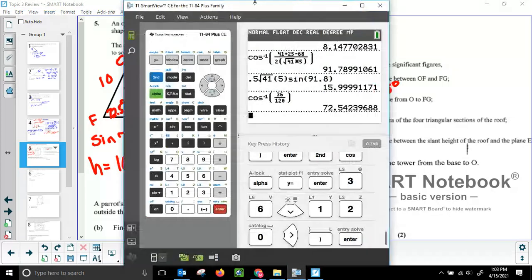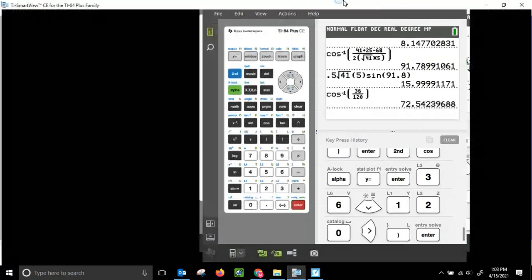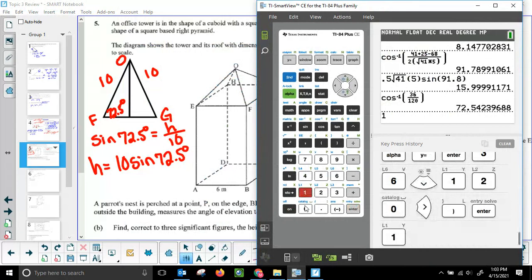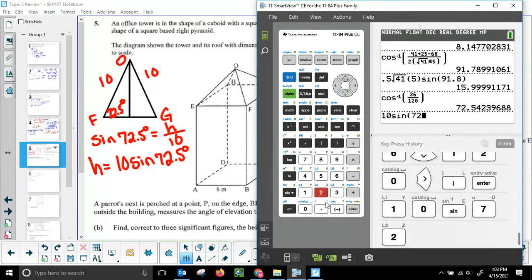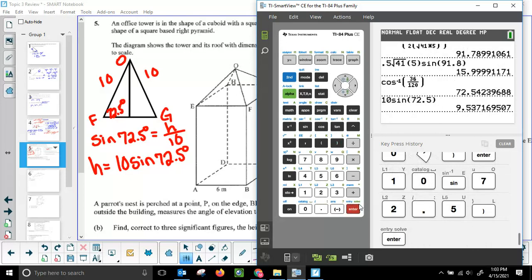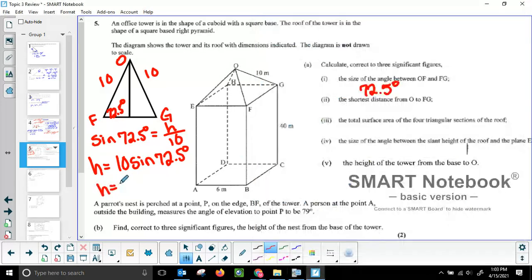So we use our handy dandy calculator here. And we say 10 times the sine of 72.5 degrees. Right, and we get 9.53, all of that. So to 3 sig figs, 9.54. So this is 9.54 meters. Everybody okay with that one?